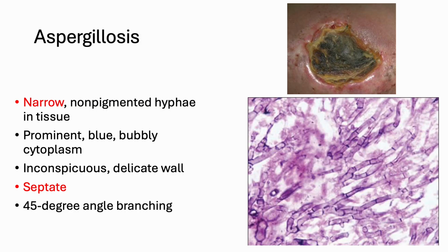Next one is aspergillus, and aspergillus clinically looks similar. It's an ulcer with a black eschar, and histologically you can see those narrow non-pigmented hyphae with septae. You can see the septae here. Also, in the ideal environment, which means the culture plate, they should look like 45-degree angle branching. But again, in the tissue, sometimes they don't follow this rule.